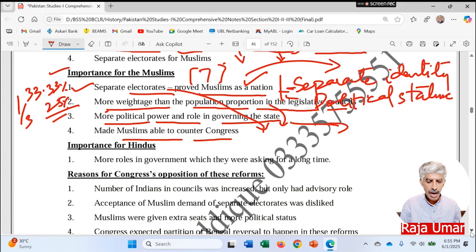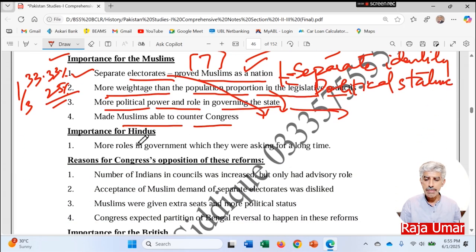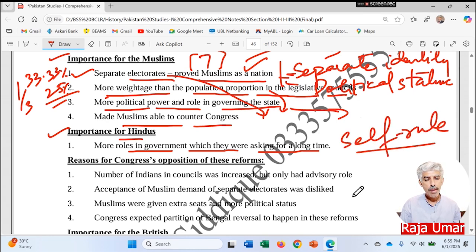Now why were these reforms important for the Hindus? Only a single reason: more role in the government, which they had been asking for a long time. They were asking for self-rule for many years, especially after the partition of Bengal, when they launched the Swadeshi movement and boycotted British goods. Since then, they were demanding more role for Hindus in state affairs, and because of the Minto-Morley reforms of 1909, they were able to achieve that.